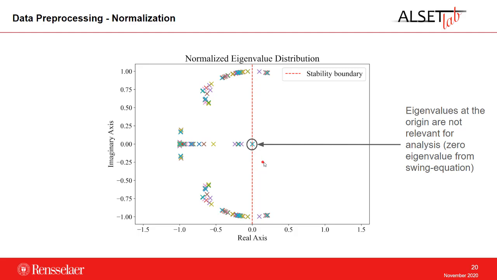So in the electromechanical model, we have this relationship between angular speed and angle. So we need to integrate to go from one to the other. So we will always have these modes here. So these eigenvalues are not relevant for our analysis, and that helps us define another additional class or category.